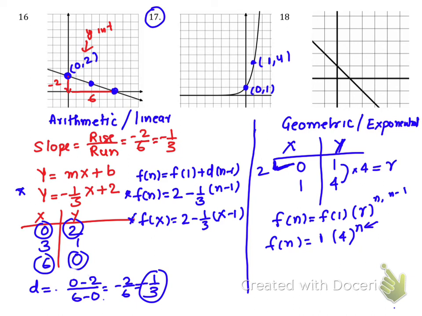So in this case, our final equation, because I'm using x and y here, x is that notation. So f of x is 1 times, something we don't write, 4 to the power x. That's the equation. I hope you get it.